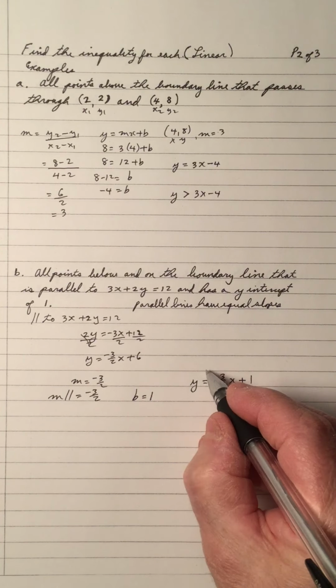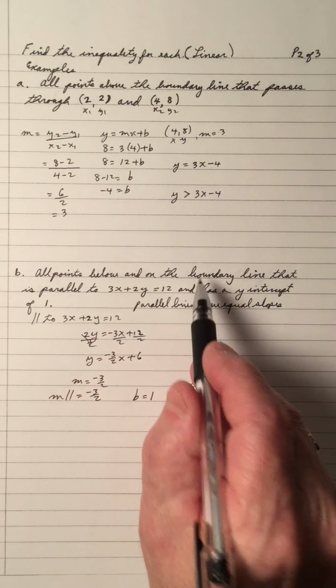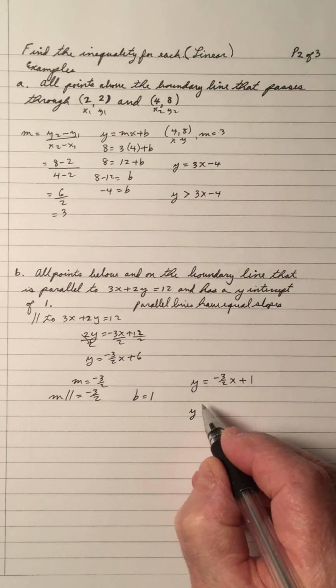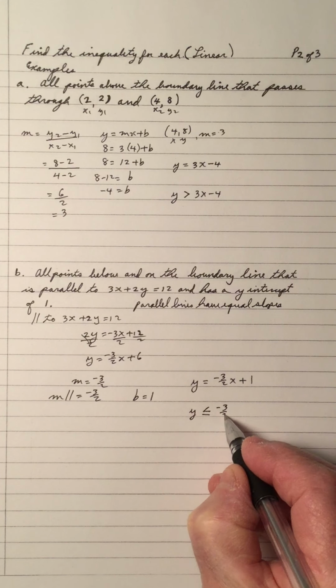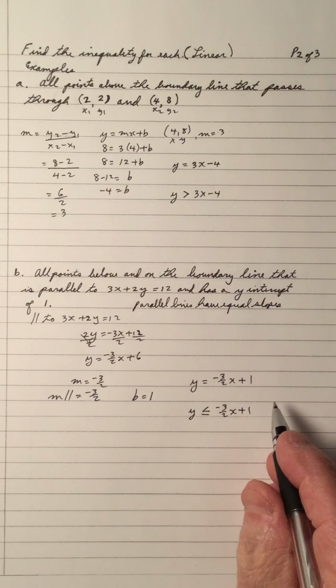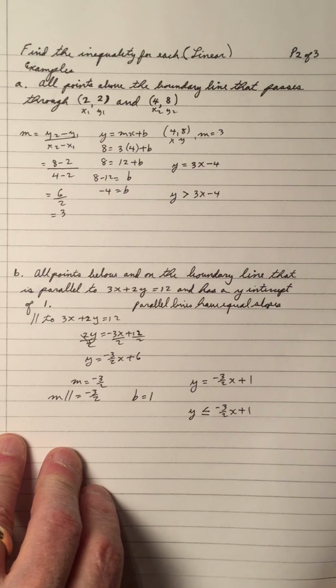That's the boundary line. Now, we want all the points below and on. So below is less than and on is equal to. So that's the inequality that represents these points. Parallel lines have equal slopes.